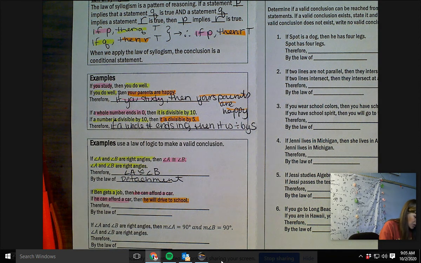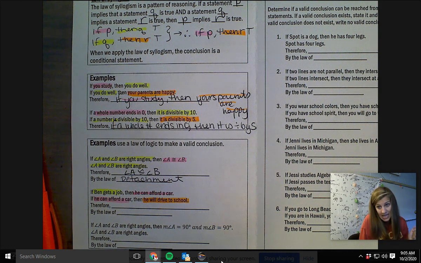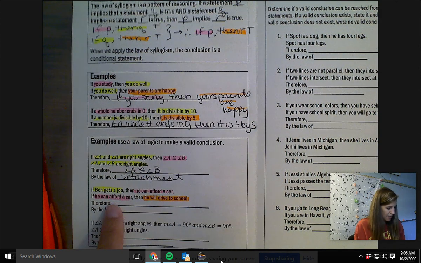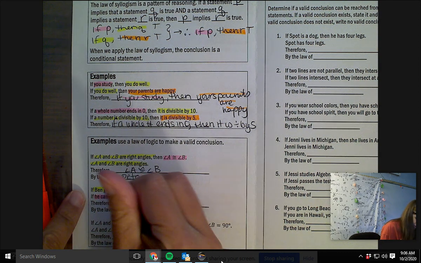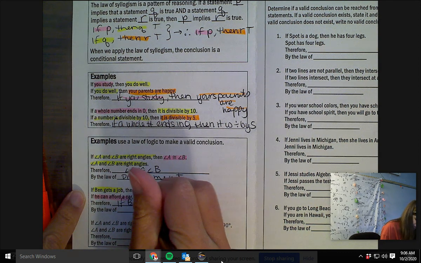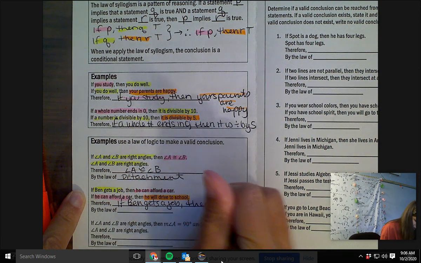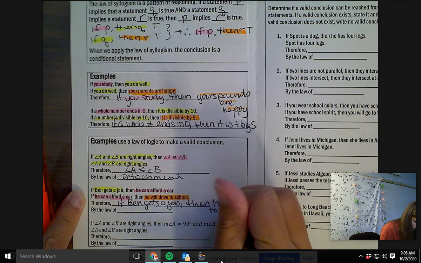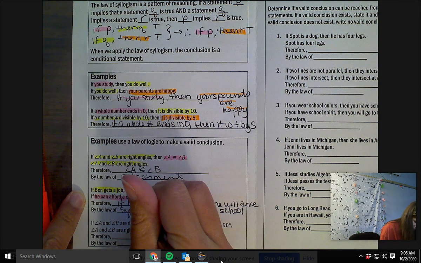Okay, so because I have two conditional statements, this might be law of syllogism, and law of syllogism says that if I repeat the conclusion in a new hypothesis, so if conclusion and hypothesis match up, I can make a new conditional statement. If Ben gets a job, then he will drive to school. That is the law of syllogism.